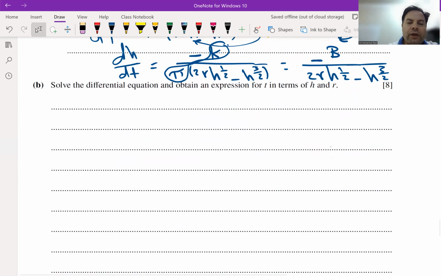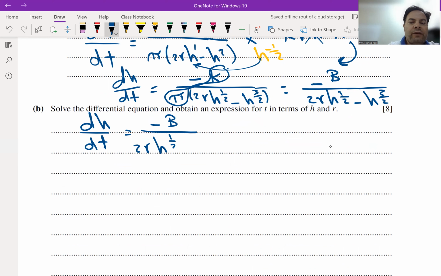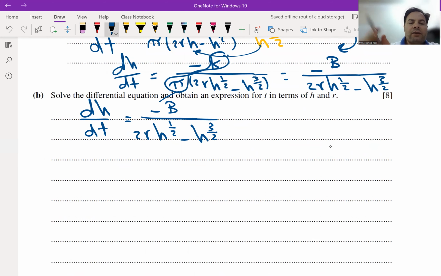Solve the differential equation and obtain an expression. First, I will start with the equation dh/dt = -b/(2r h^(1/2) - h^(3/2)). You have to separate the variables.